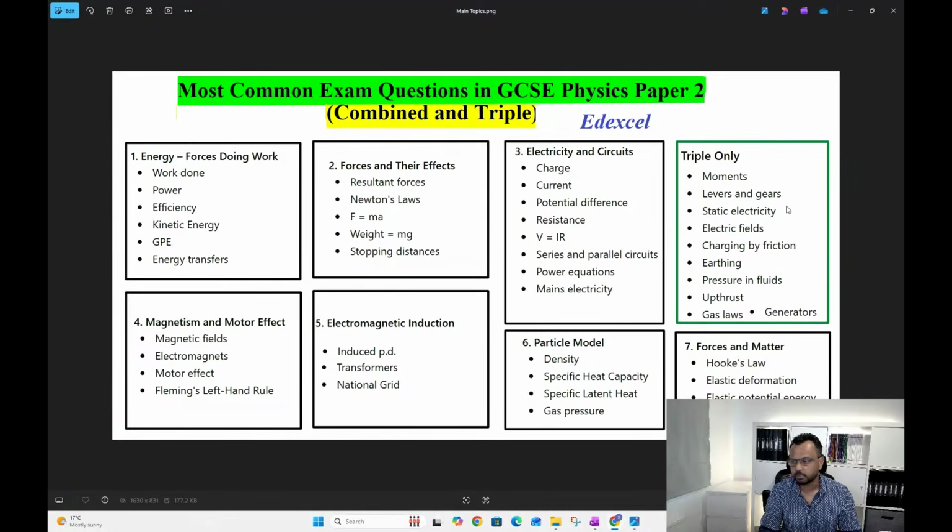If you see on the top right-hand side: moments, levers and gears, static electricity, electric fields, charging by friction, earthing, pressure in fluids, P equals h rho g and all that, and upthrust, gas laws and generators. And then forces and matter: Hooke's law, elastic deformation, elastic potential energy, all that.